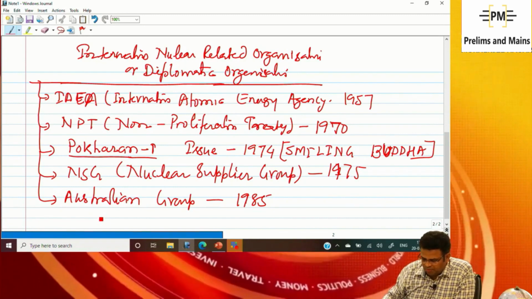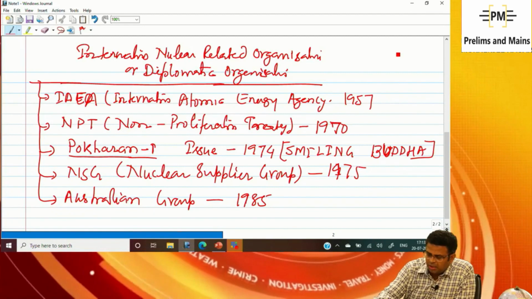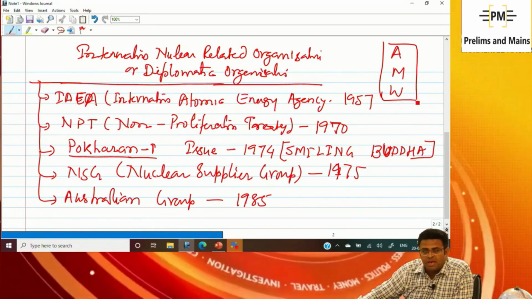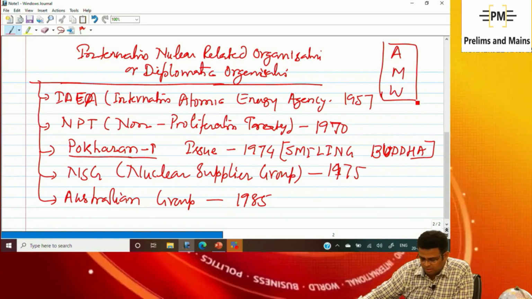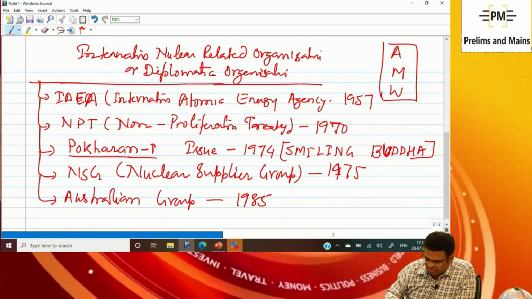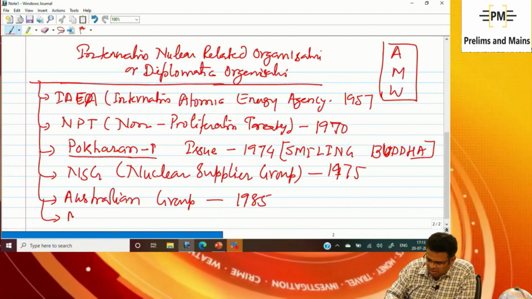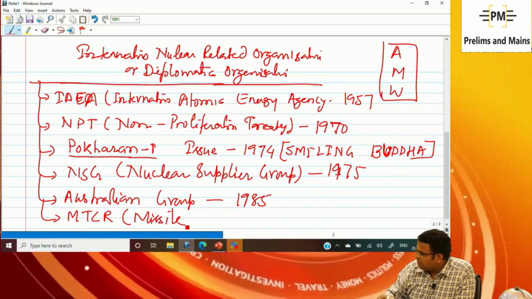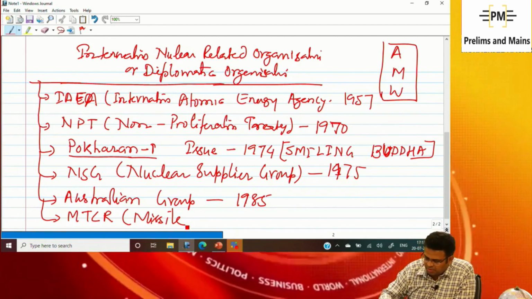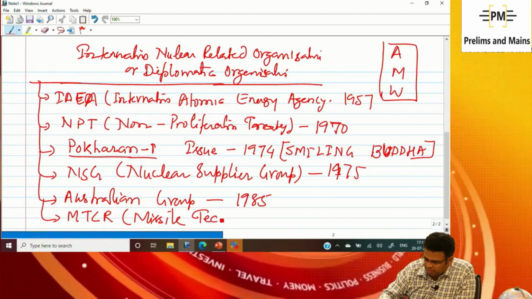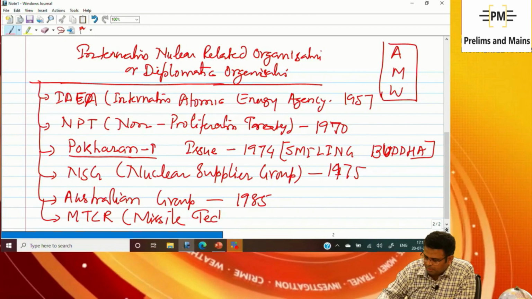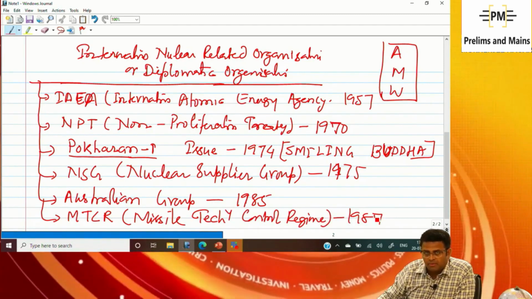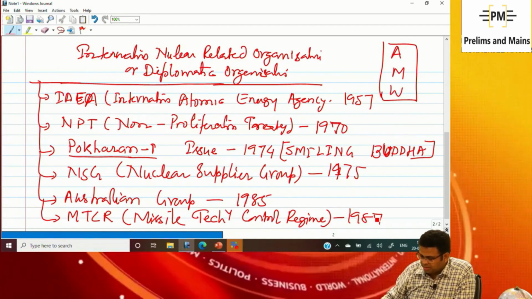Clear? So just 2 years after the Australian group, you can remember like that, AMW. After the letter A, which letter comes? M. M means Missile Technology Control Regime, and W means Wassenaar Arrangement. So Australian group 1985, just 2 years after, there is MTCR, that is Missile Technology Control Regime, that is 1987. AM: 1985 Australian group and MTCR Missile Technology Control Regime 1987.